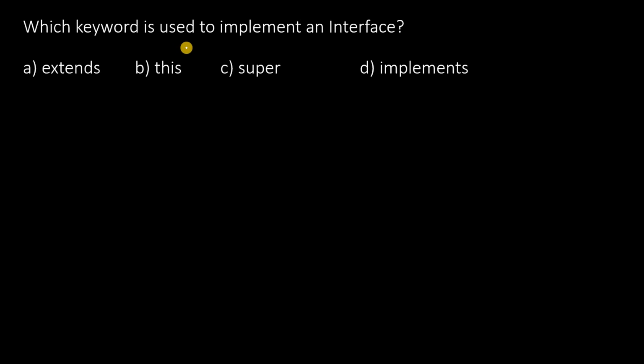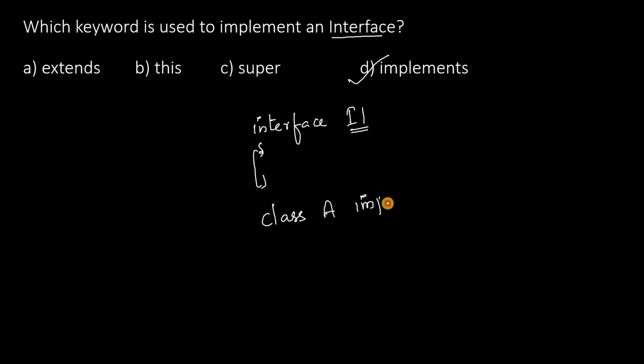Next question, which keyword is used to implement an interface? The answer is implements. For example, if you have interface I1 and I have an implementation class, for example class A. In order to implement this interface I1, I have to use the keyword implements. So I have to write here implements interface I1. So the keyword I am using here is implements.